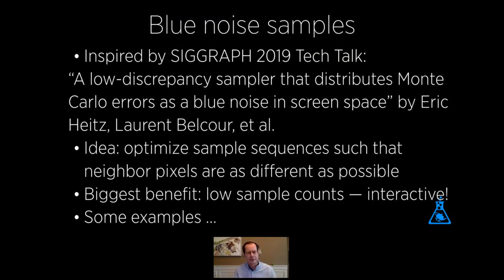This was all inspired by a wonderful talk by Laurent Belcourt at Atlas Graph. The idea here is to optimize sample sequences such that neighbor pixels are as different as possible. I'll show some examples in just a moment. The biggest benefit is for low sample counts. So if you're doing interactive rendering, moving your camera around or changing your scene, you're spending a lot of your time actually watching renders at low sample counts, like 1 sample per pixel or just a few. And this is where this new feature really shines.